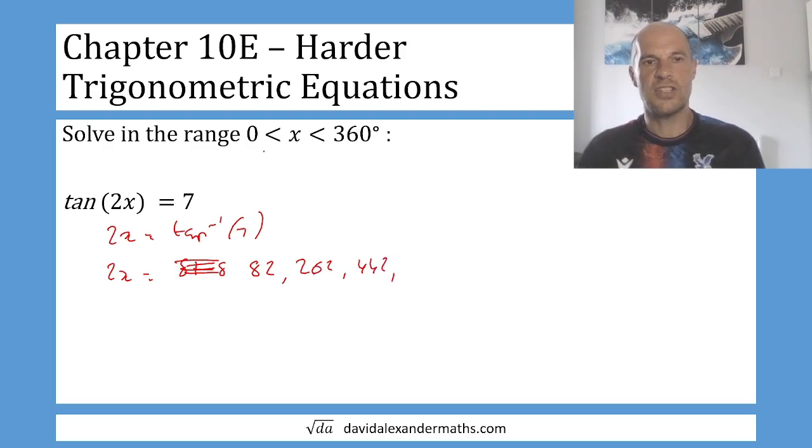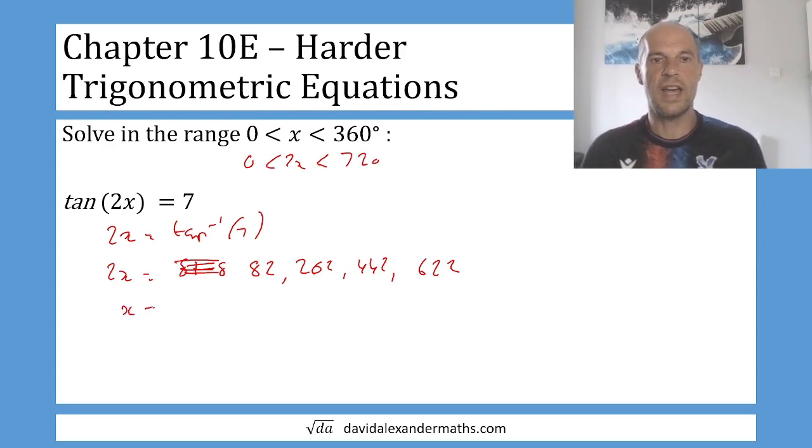I'm going to keep going, but actually another way of seeing this range is if x is greater than 0 and less than 360, then 2x must be less than 720. So I'm going to keep going adding these 180s until I get to just below 720. So I've got 622, that's quite close. If I add another 180, that takes me beyond 720. Okay, so 2x, I'm getting 4 values, so therefore for x, I'm getting half of 82, 41. I'm getting 131, I'm getting 221, and 311.